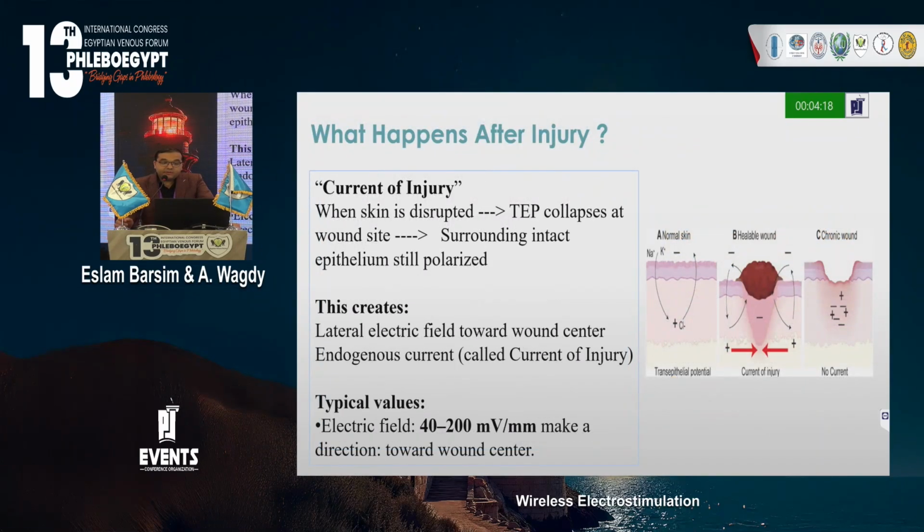What happens after injury? After injury, this TEP will collapse at the site of the wound, and the surrounding intact epithelium is still polarized. And this will create what's called a lateral electrical field toward the center, elevating the electrical field to 40 to 200 millivolts per millimeter.